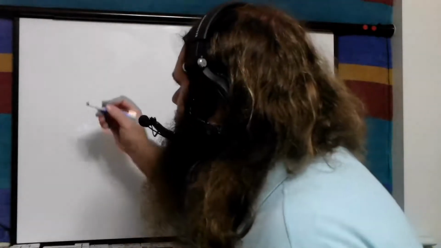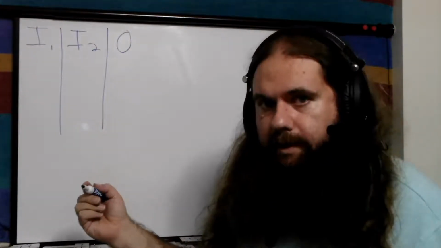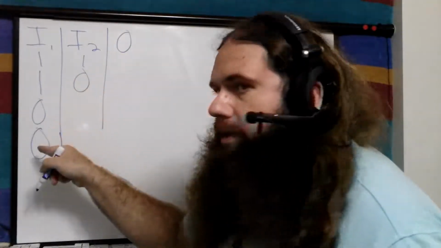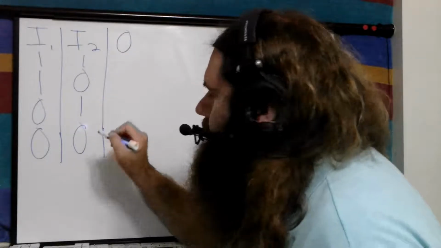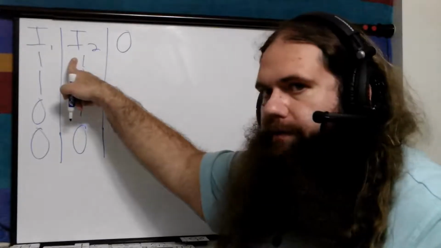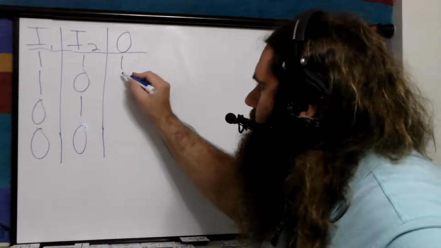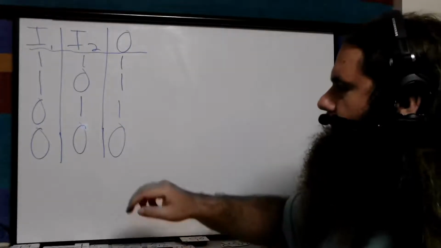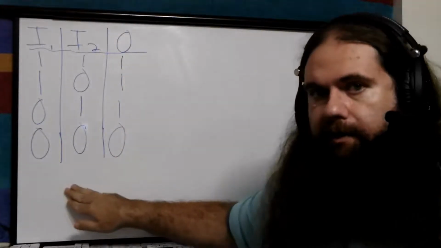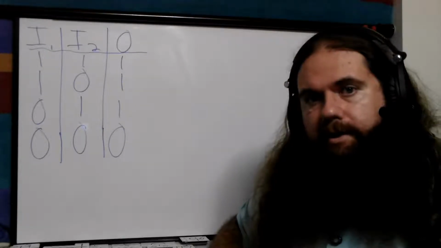Now, for two input operations, I1, I2, and output. Well, I1 can be 1 or 0. If I1 is 1, I2 can be 1 or 0. If I1 is 0, I2 can be 1 or 0. So there's 4 possibilities. So what about this operation? Let's say if both of these are 1, the output is 1. If this one is 1 and this one is 0, we'll say 1, 1, 0. So basically, if this one or both are 1, it's 1. If neither are 1, it's 0. This is called OR. And grammatically, it's called inclusive or.